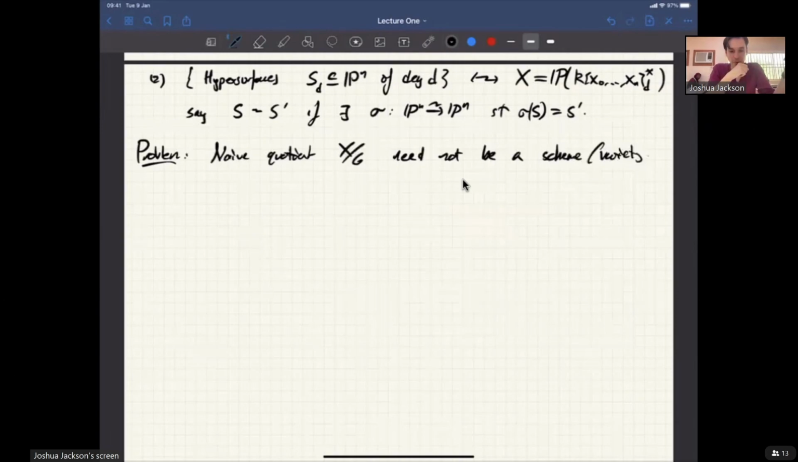So I should say maybe at this point that I'm going to use the word scheme a lot, but nothing I say is really going to depend on knowing what a scheme is. So if you don't like the word scheme, every time I say scheme, you can just substitute the word variety, and you won't have any problems. Okay, so why is this naive quotient not always going to work?